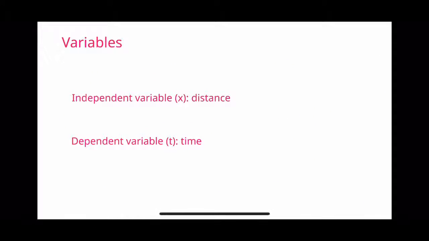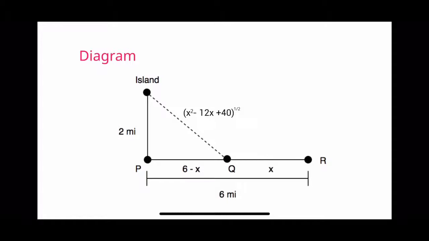We defined our independent variable x as distance and our dependent variable t as time. Our diagram demonstrates a visual of the word problem, with point P being 2 miles away from the island and point P being 6 miles away from point R. We designated line segment PQ as a distance of 6 minus x miles and line segment QR as a distance of x miles. Through the hypotenuse formula, we found the path from the island to point Q to be the square root of x squared minus 12x plus 40.